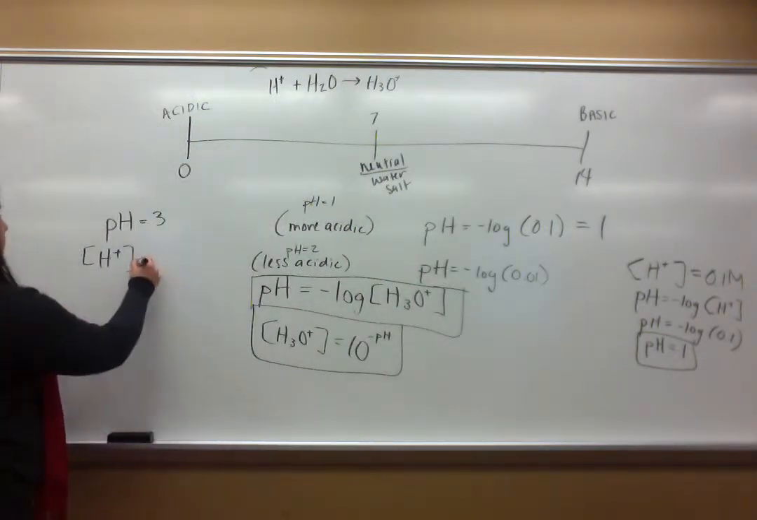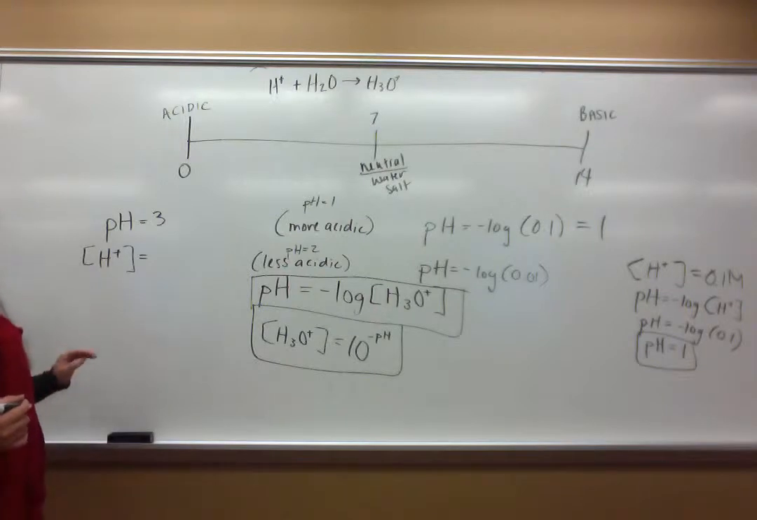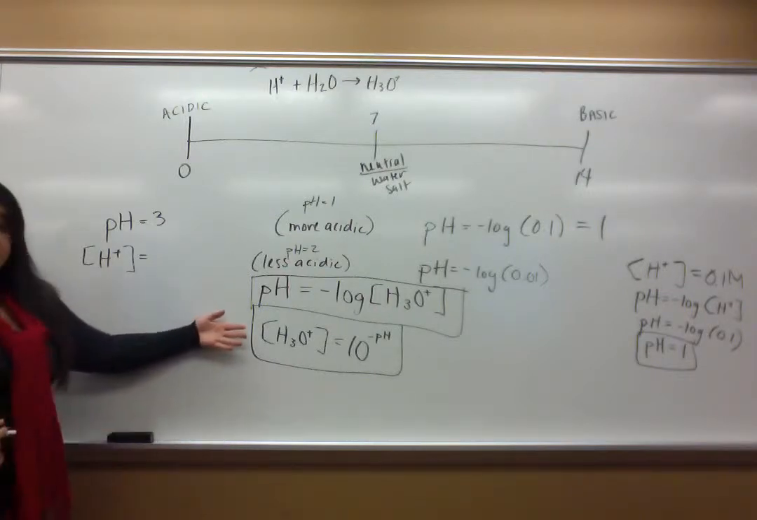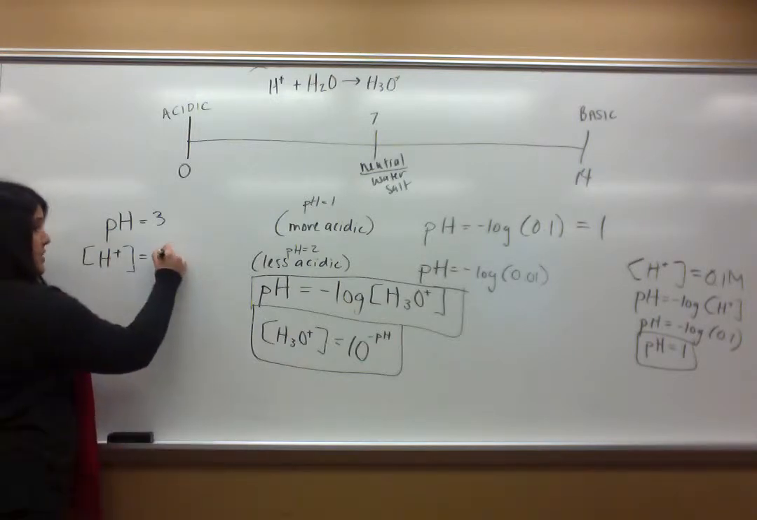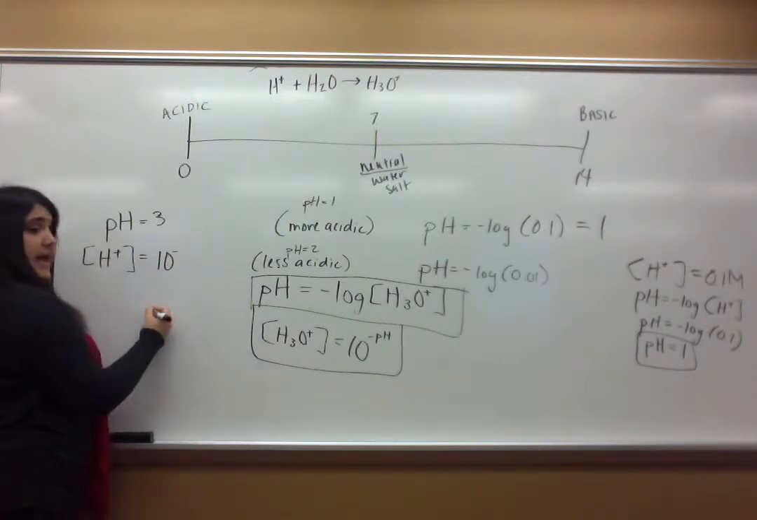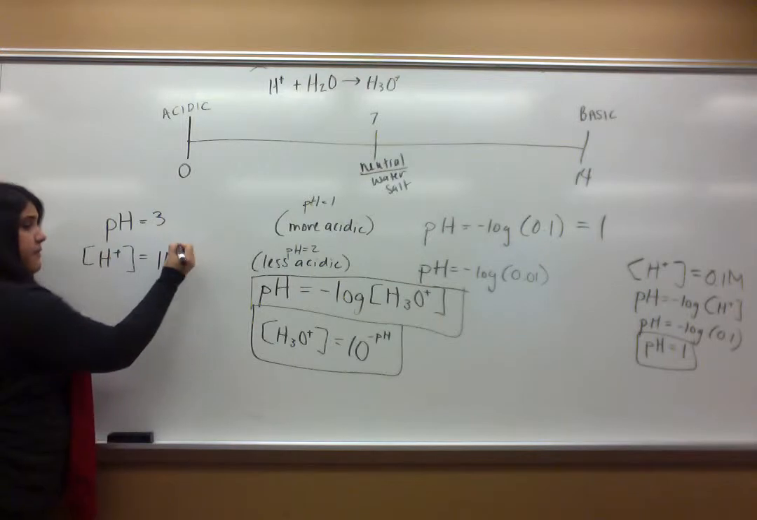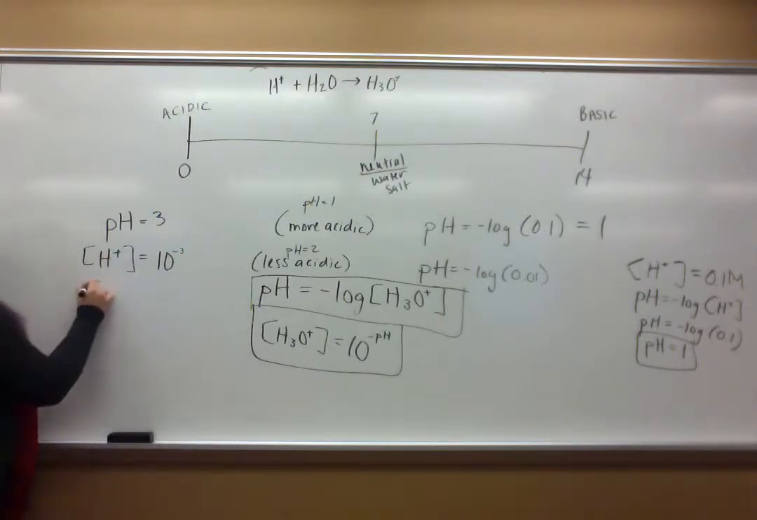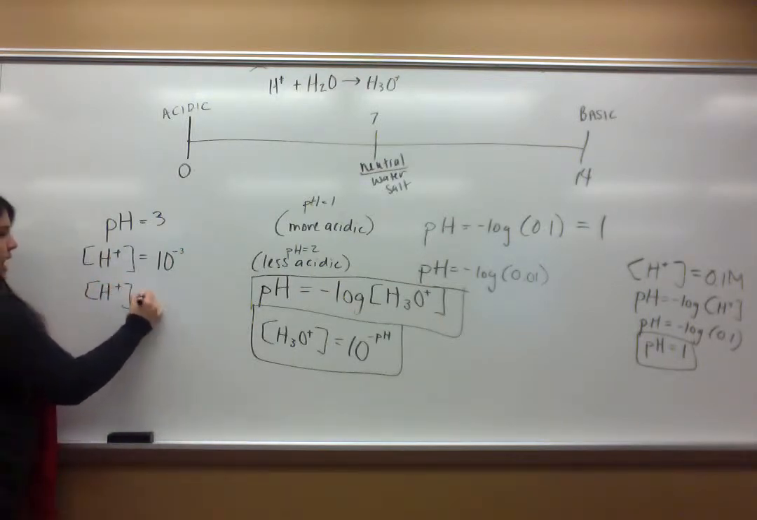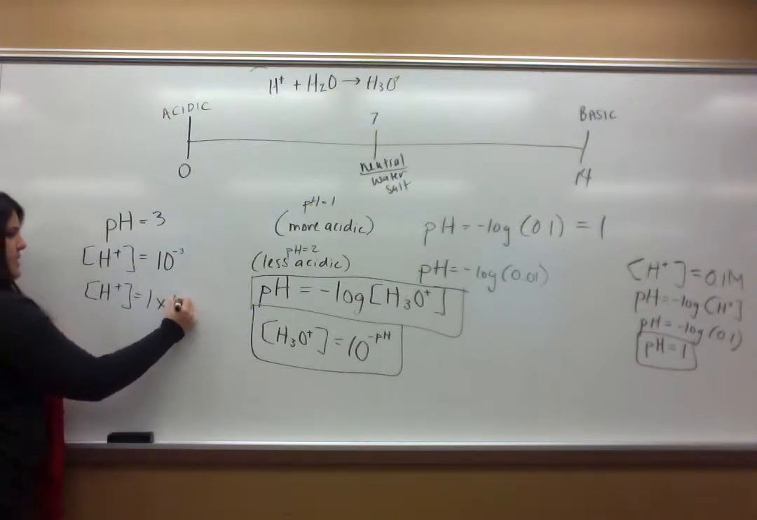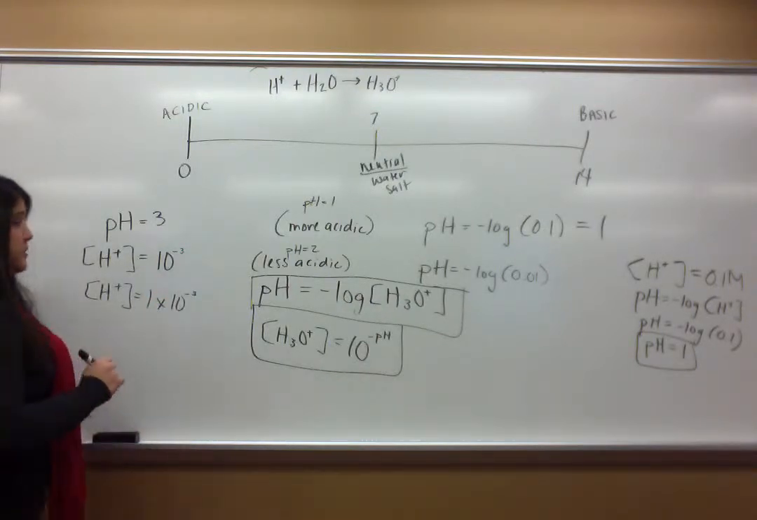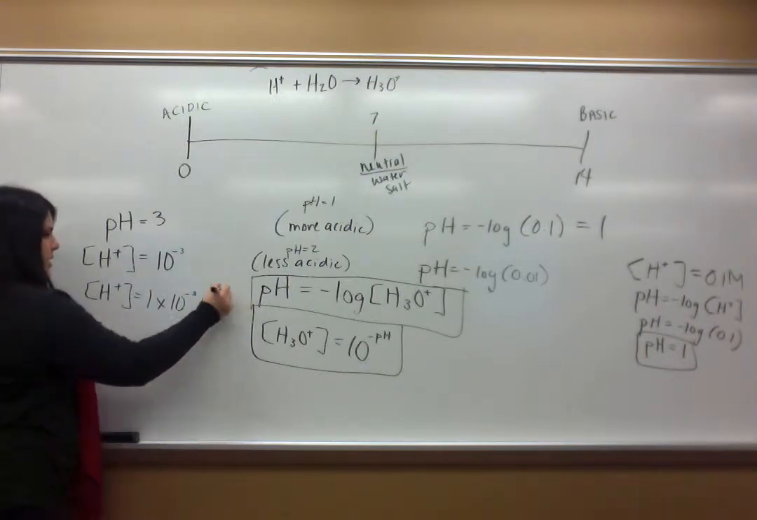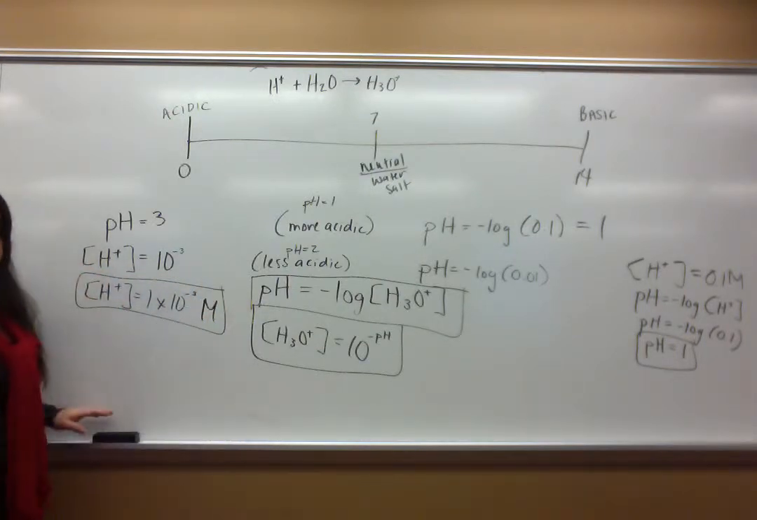So now, H+ concentration or H3O+ concentration, my two equations here, I have H+ or H3O+ concentration is equal to 10 to the negative pH. In this case, I have negative 3. So my concentration of H+, I would say, is equal to 1 times 10 to the negative third. Always remember, pH doesn't have units, but molarity is my unit for concentration.